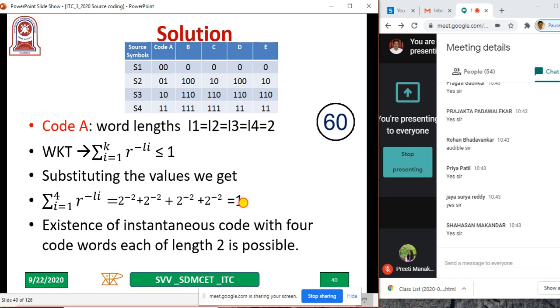So what is the meaning of this? The existence of an instantaneous code with 4 code words, each of length 2, is possible. We are least bothered about the combination of zeros and ones. This line is very important: it is possible to construct the instantaneous code with the length of 2. Copy down this. Similarly, do code B, code C, code D, code E.